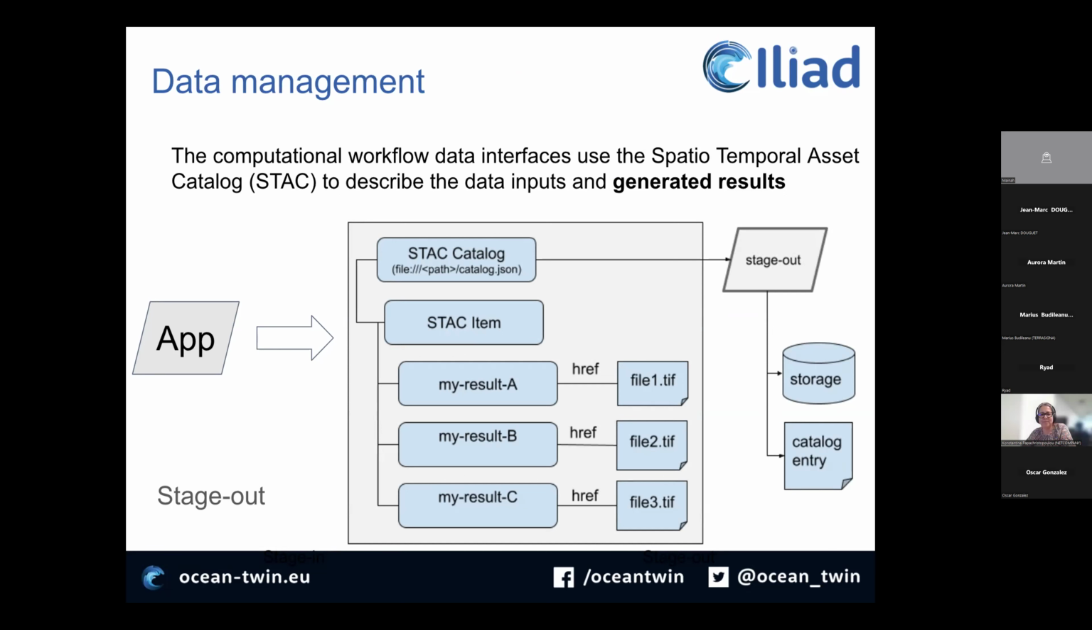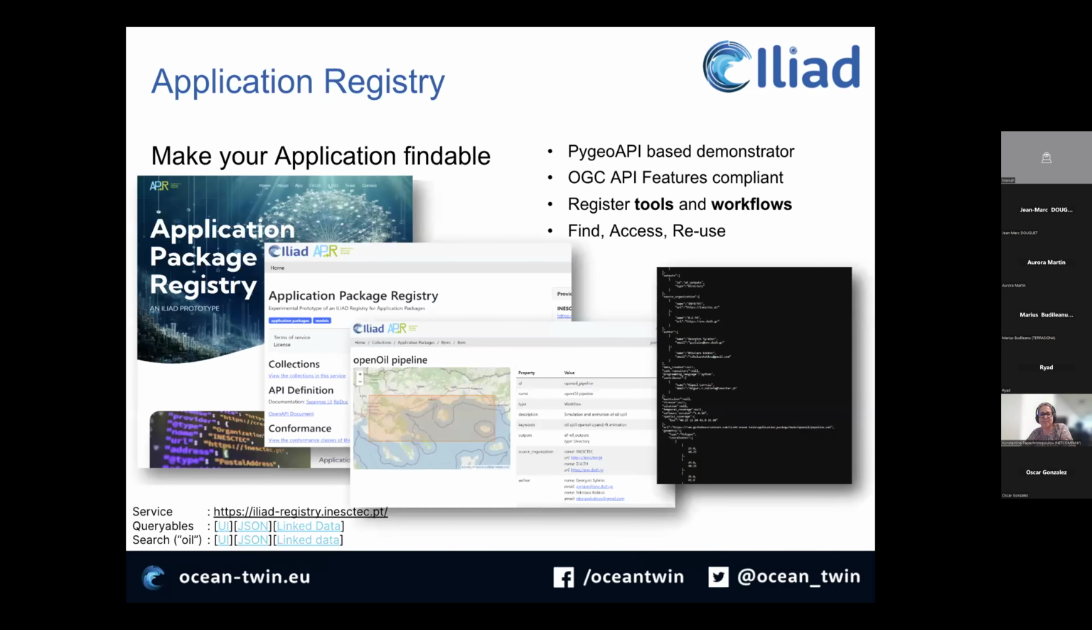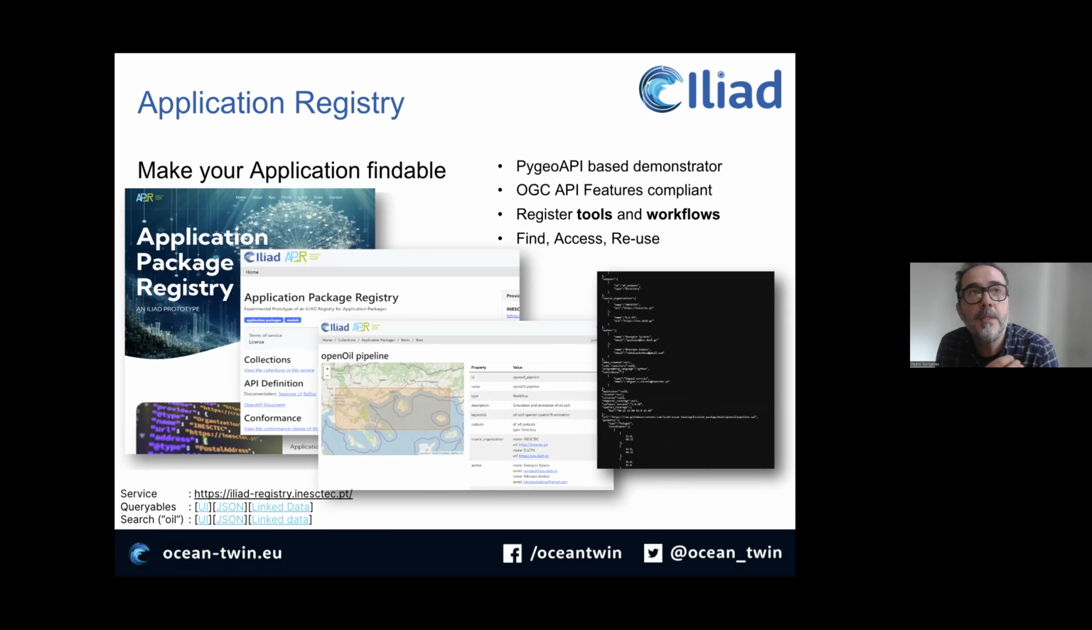And so we are using a stack and stack assets to define also the stage out of the different models. Then a big work that we've been doing in Iliad is making all these models, all these small functions, registered. There's a registry and they're able to be findable. So you have different types of models for different types of regions with different types of parameters. All these packages are being made available in Iliad, specifically on the website below by Estec.